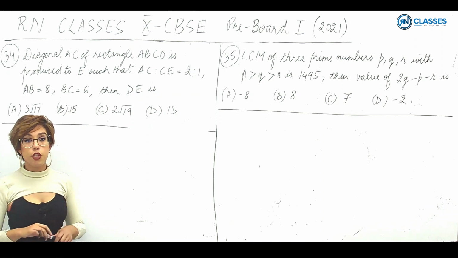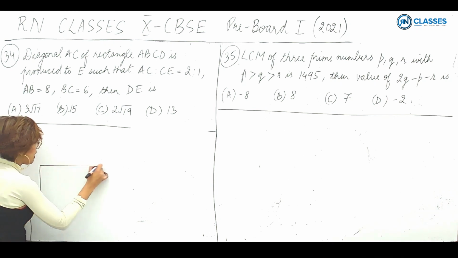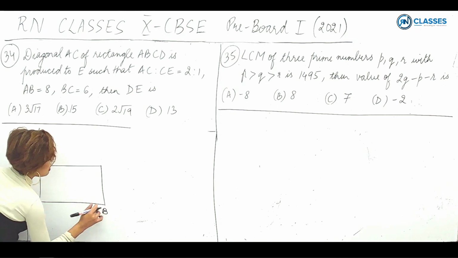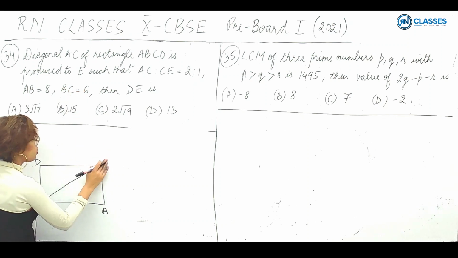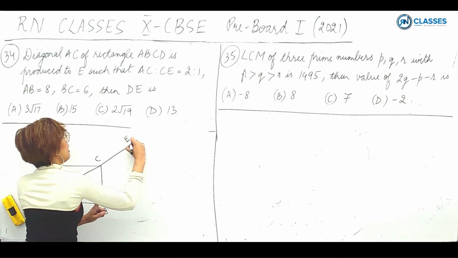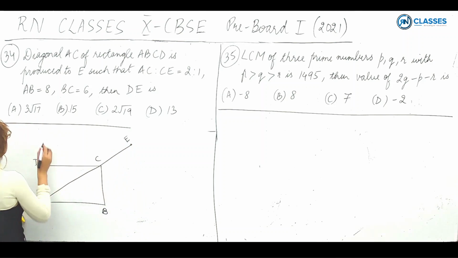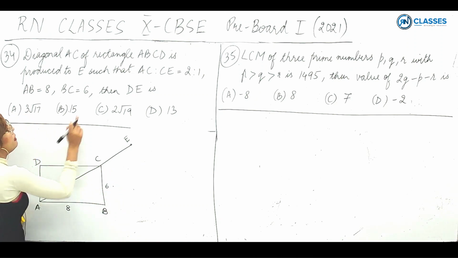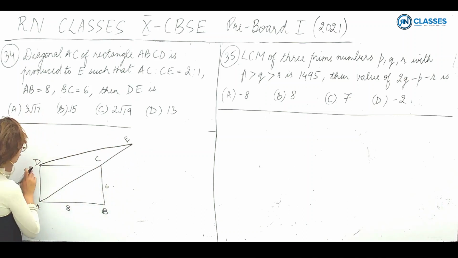Alright. Let's move on to question number 34. He says diagonal AC of rectangle ABCD. Sabse pehle, let me make my rectangle ABCD. A, B, C, D. Now diagonal AC is produced to point E, so produce it, such that AC ratio CE is 2:1. Okay, so this by this is 2:1. Right? AB is 8, so this is 8. BC is 6, this is 6. You need to find the value of DE. So let me join D and E. Right? I am interested in this length.